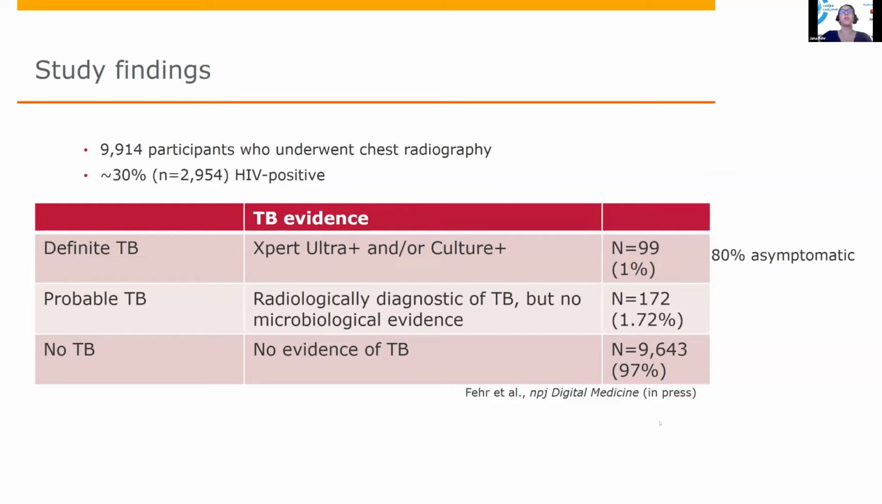There was also another group that we called probable TB. This comprised 1.7% of participants, and we defined probable TB as having a radiological diagnosis of TB. The senior radiologist indicated diagnostic signs of TB on the chest X-rays, but there was no microbiological confirmation. More results you can also find in the paper that will appear next month in npj Digital Medicine, and you can also find it on medRxiv.